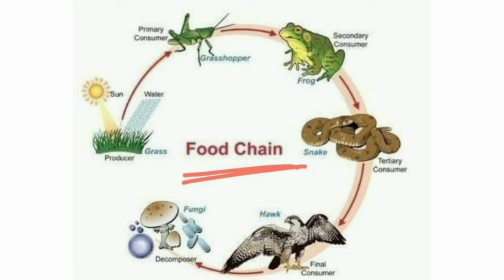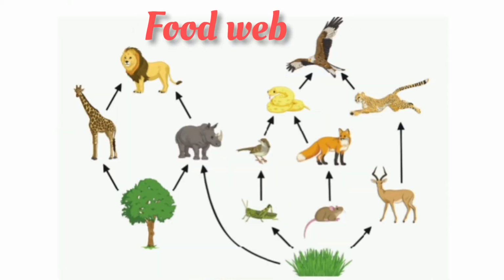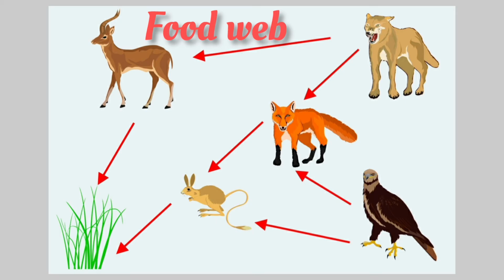Now let's look into food web. So what is a food web? The network of several interconnected food chains is called a food web. Various food chains in an ecosystem do not operate in isolation. They operate in the form of a network of food chains.